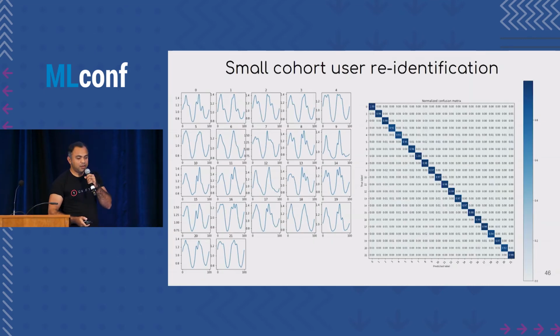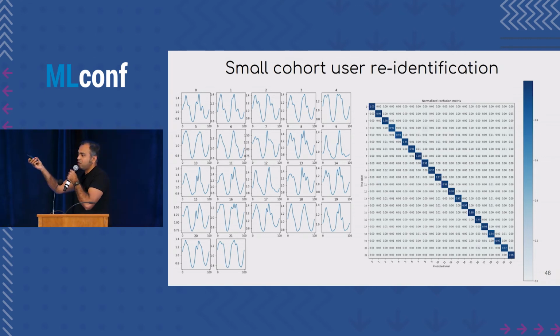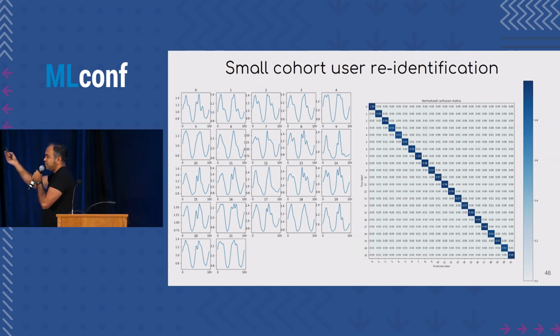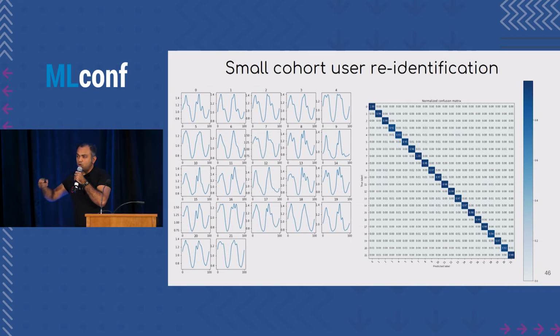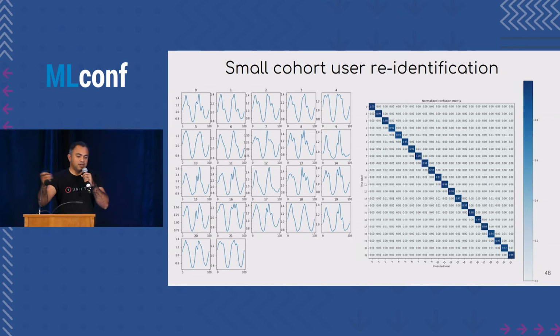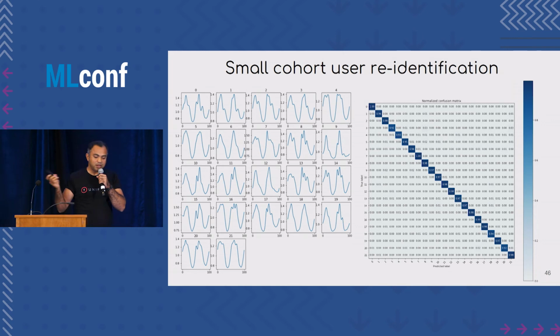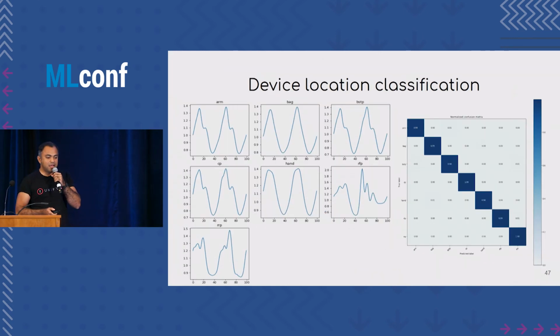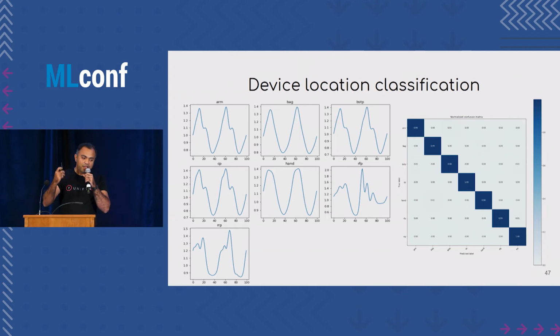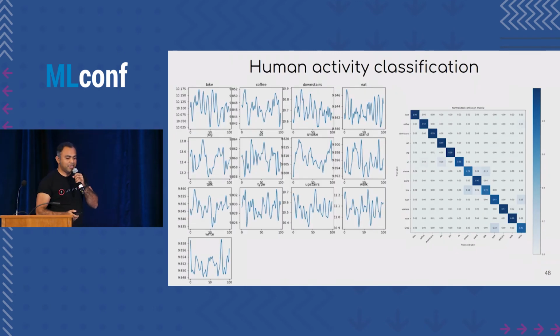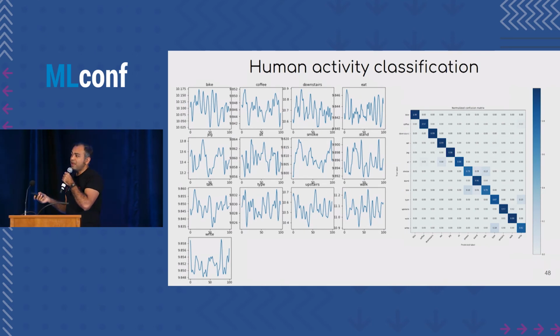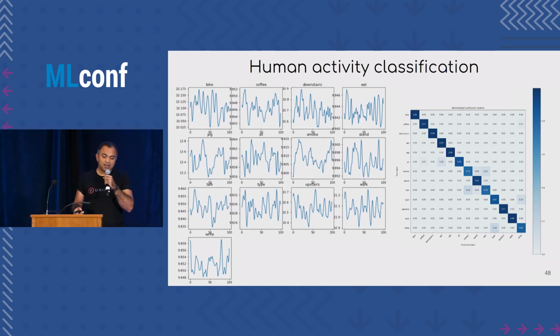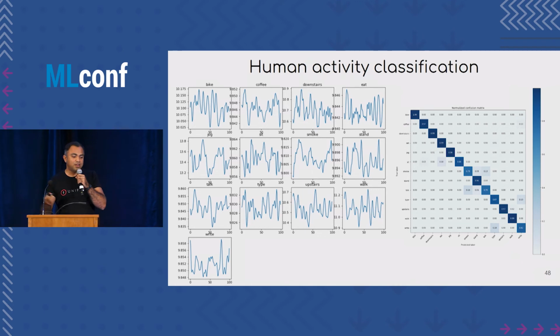Further applications include small cohort user identification, where if you have 20-odd students in a class, and with just one session of enrollment, you want to identify who the student is in the next upcoming batches. We hit late 90s accuracy. If I'm not interested in identifying the human being behind the device, but want a fine-grained understanding of where the device is on the human body, I get high 90s accuracy.